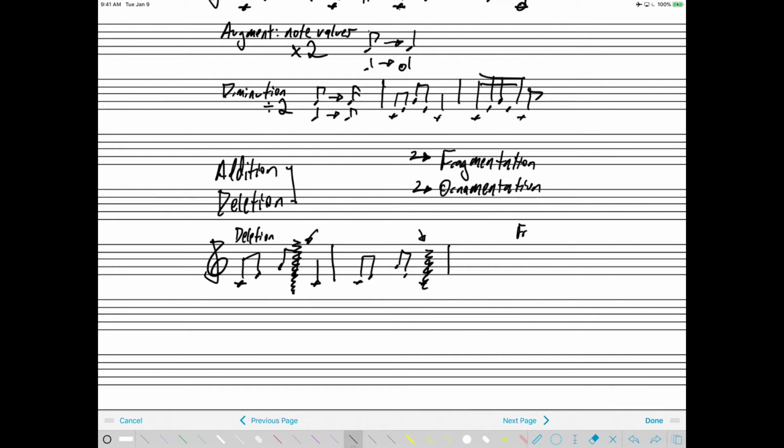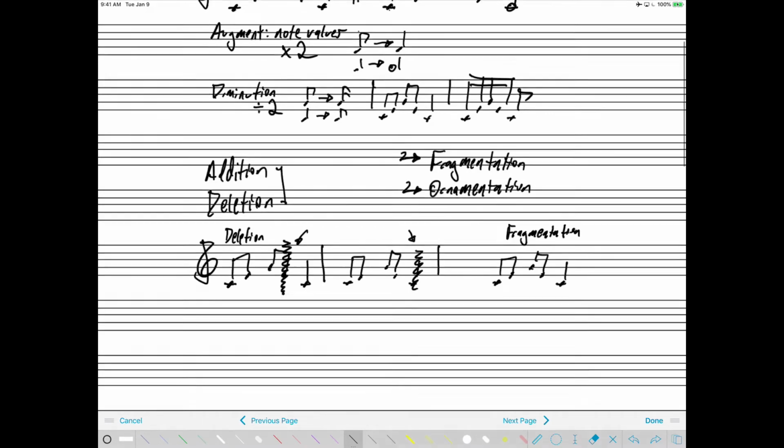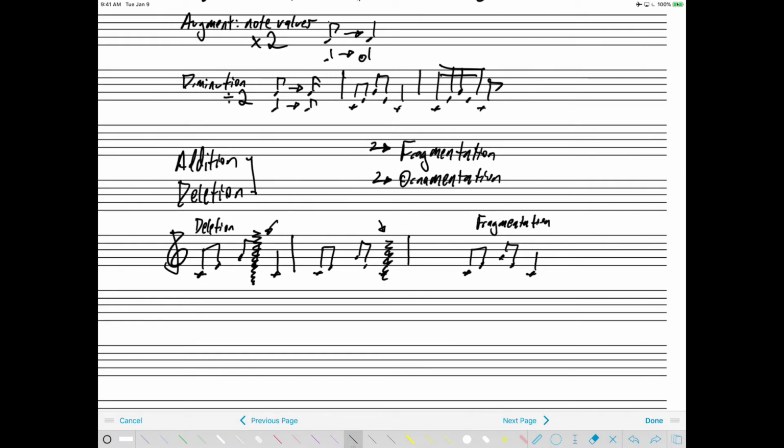When we're dealing with fragmentation, the idea is that we're taking part of a motive. This may end up looking like deletion. And so sometimes these functions would overlap. So for instance, if I took this part of the motive and I cut this part out, it would be the same as if I had deleted that last note.